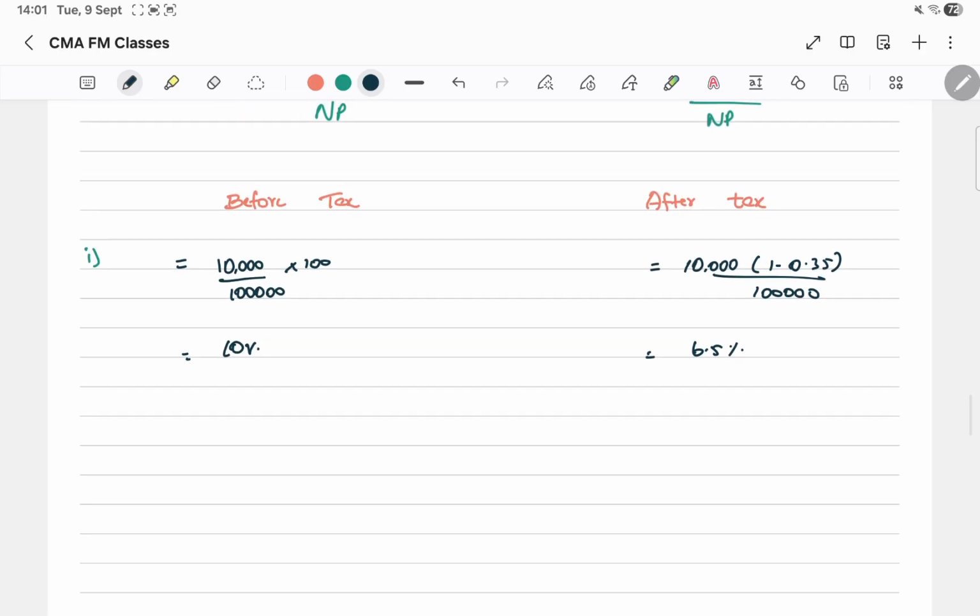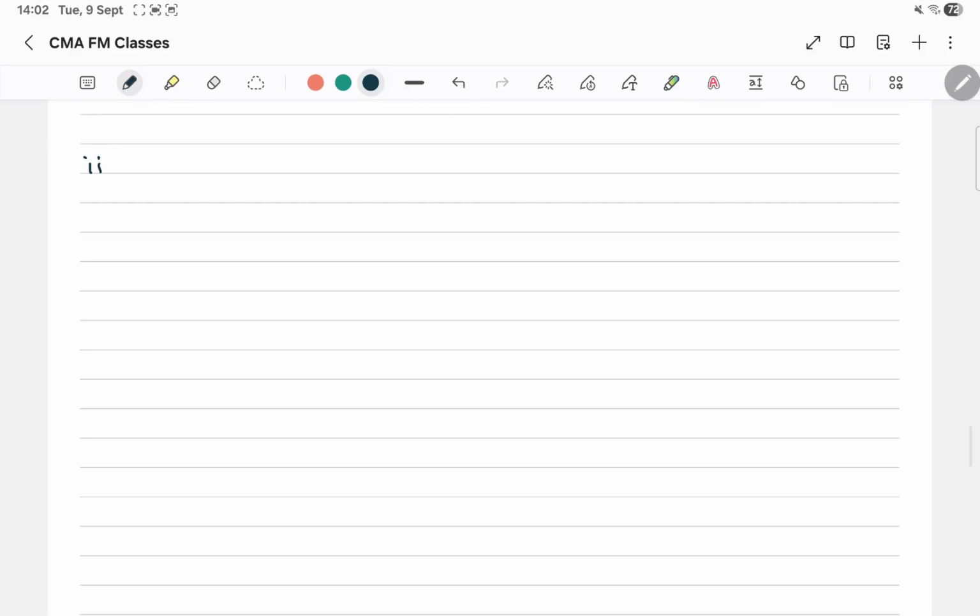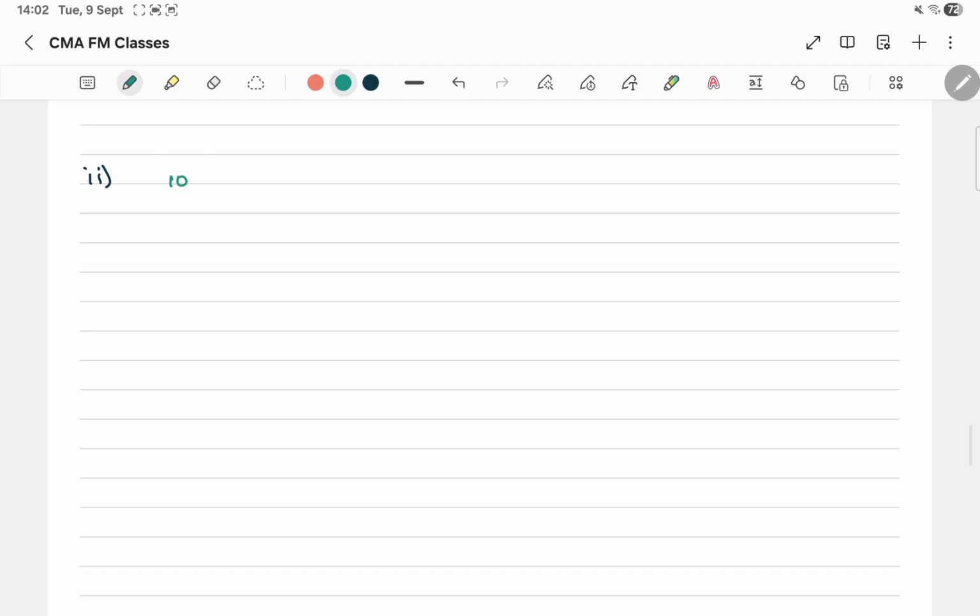That is 6.5%. Next, it is issued at discount. Here is the important thing, listen, guys. They told 10% discount. That means from net proceeds you need to reduce the discount percentage. So now what is your net proceeds? 1 lakh minus 10% gives you 90,000.